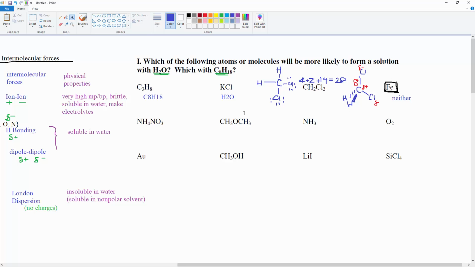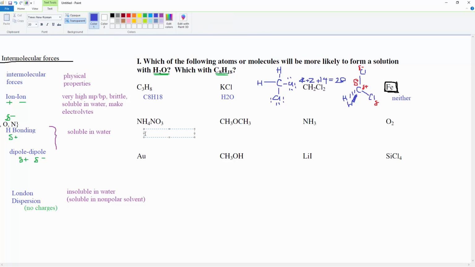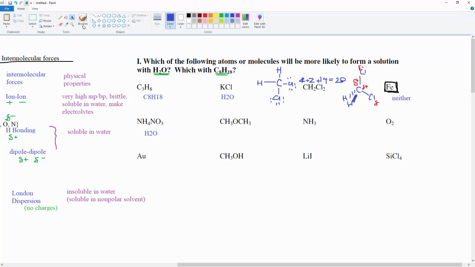I would never put that on the test either. All right, let's look at this one. NH4NO3. What's your prediction here? Water. Why water? Because this is ionic. Oh, good eyeballs. You always have to remember your ammonium polyatomic ion. That's your nitrate polyatomic ion. Because you've got two polyatomic ions together, that's an ionic compound. Good. What about this guy?